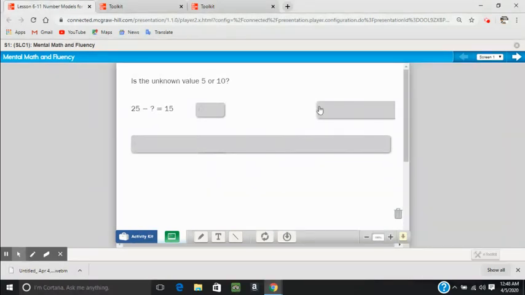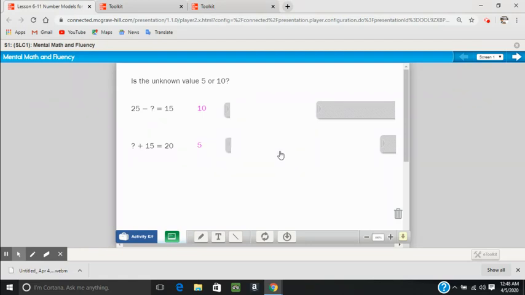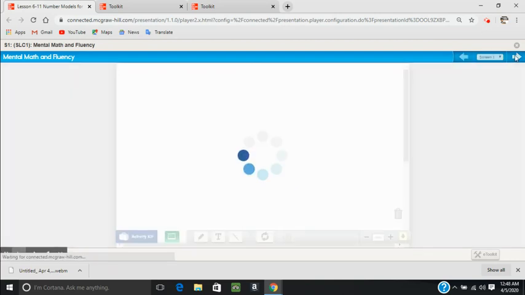25 minus question mark equals 15. The answer is 10. Question mark plus 15 equals 20. You should have guessed 5 there. 5. Let's move on to a little bit harder ones.